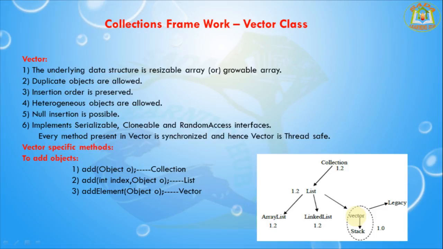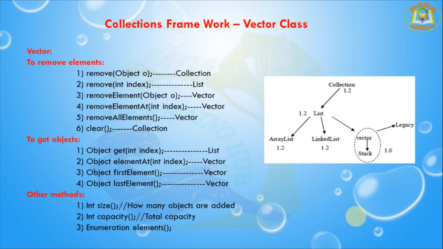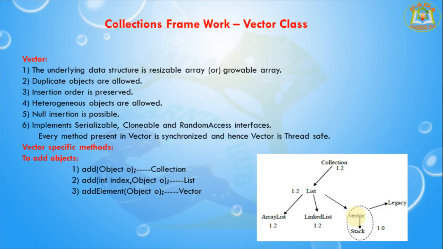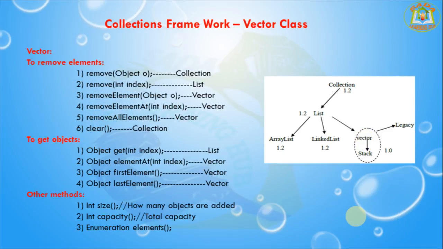These are all the methods available in the vector. There are methods available to add objects into the vector by using the add method. The add method is an overloaded method. We can remove elements from the vector by using all these methods. These are also overloaded methods. We can get the element from the vector by using these methods.